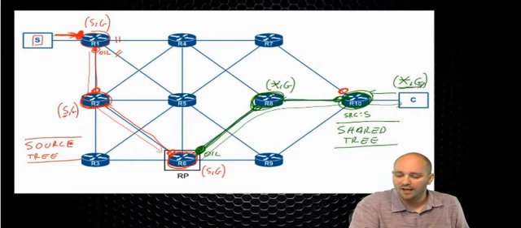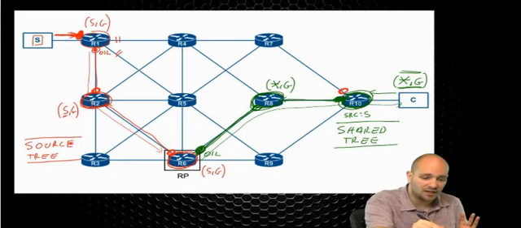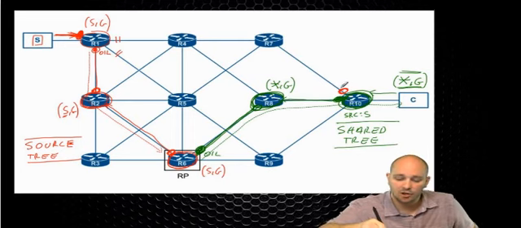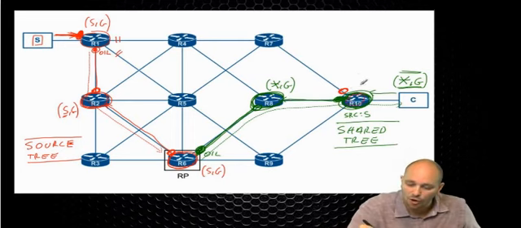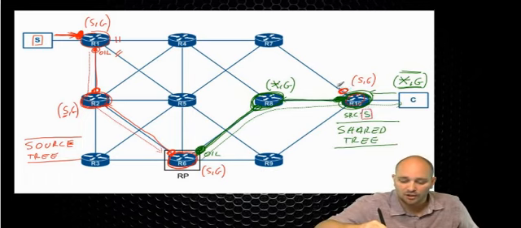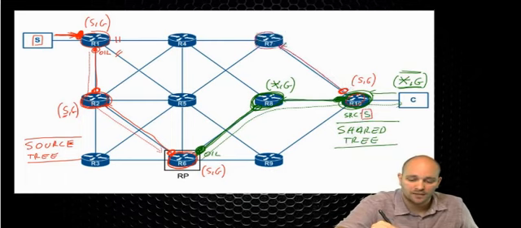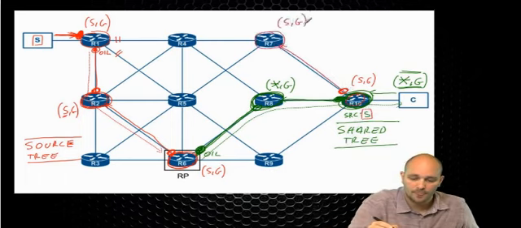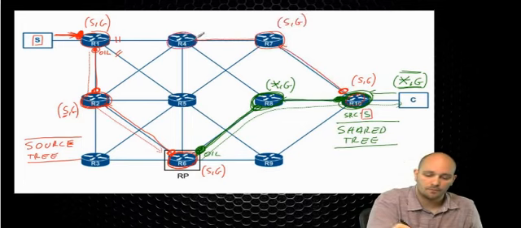Because if the only thing that we have is star comma G, R10 knows that the traffic will be arriving on the interface that is closest, not necessarily to the source, but closest to the rendezvous point. But what R10 can do now is it can start building its own tree, because now R10 knows who the source is, because arriving traffic here told it who the source is. So now R10 can actually start building its own source tree. So now R1 is actually going to be sending the traffic.